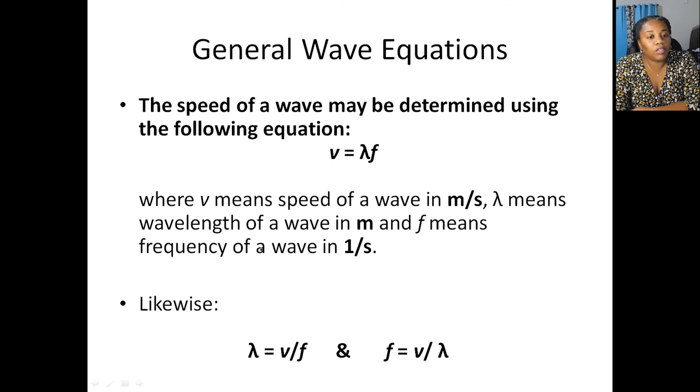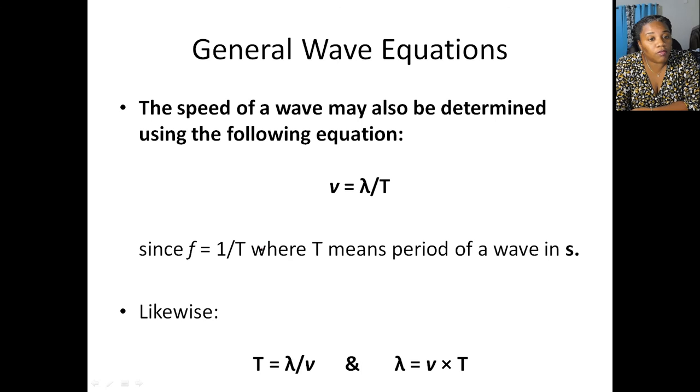The speed of a wave may be determined using the following equation. Speed equals lambda times frequency, where v means speed, lambda means wavelength of a wave in meters, and f means frequency of a wave in 1 per second, so per second. Likewise, wavelength is equal to speed divided by frequency, and frequency is equal to speed divided by lambda.